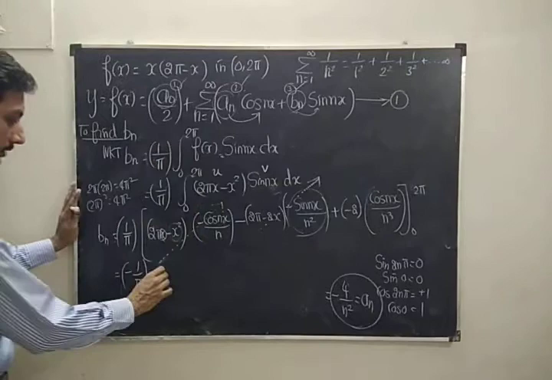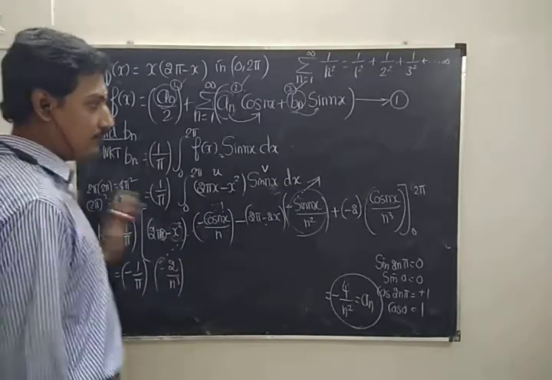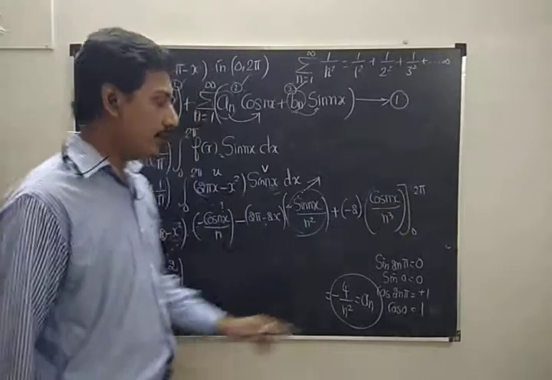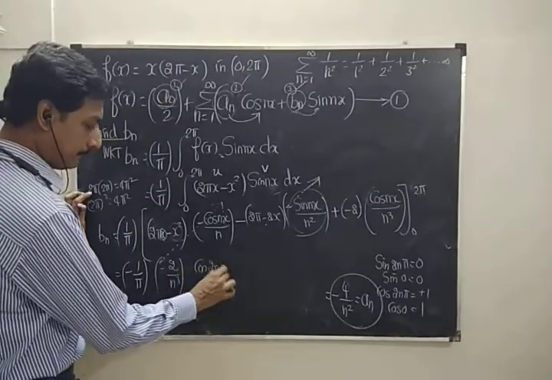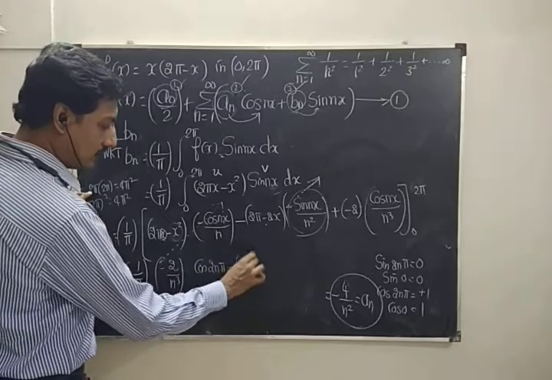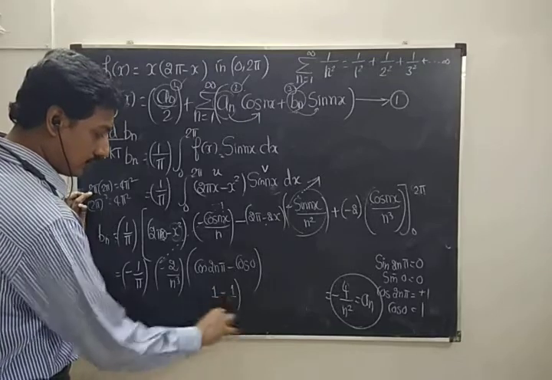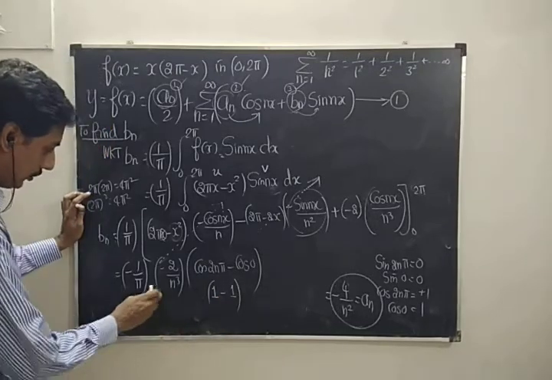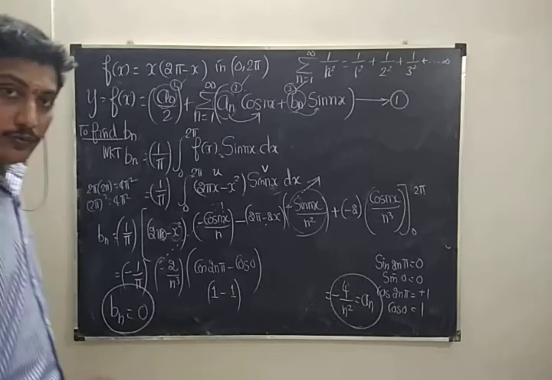So when I take the minus 2 by n cube outside, let us substitute x equal to 2 pi, we get cos 2n pi value. What's the cos 2n pi value? Plus 1. By putting x equal to 0, we get cos 0. So cos 2n pi value is 1. Cos 0 is also 1. So what's 1 minus 1? 0. 0 and nothing is 0. So Bn is equal to 0.